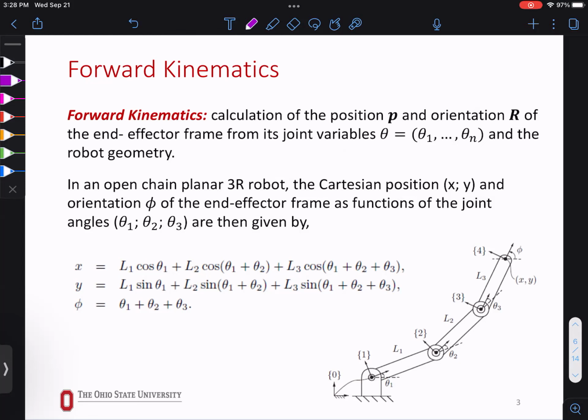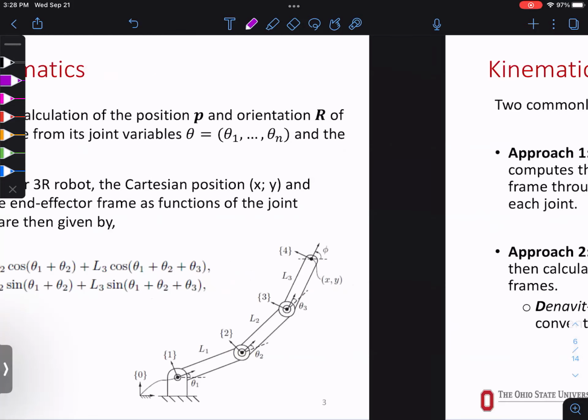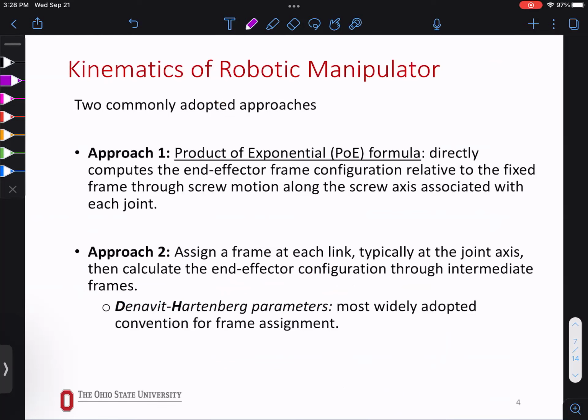Now there are 2 different methods out there that you could use for forward kinematics. Approach 1, the product of exponentials or PoE method, which we have built toward so far, and that's what is inside your book for forward kinematics, as I told you before.